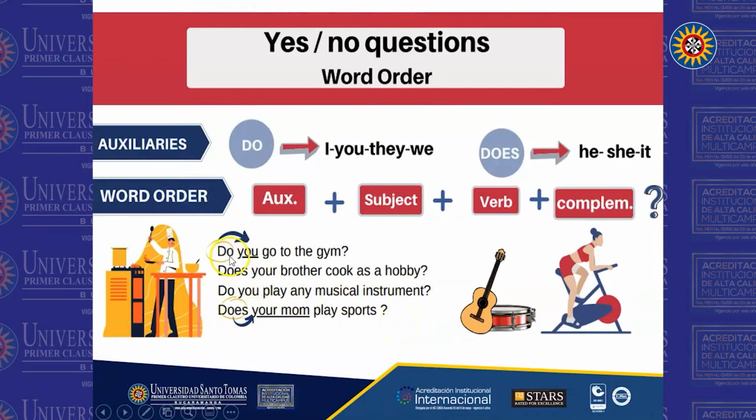Right? Remember that the answer is yes, I do in the first one, or no, I don't. Does your brother cook as a hobby? Yes, he does, or no, he doesn't. Do you play any musical instrument? Yes, I do, or no, I don't. Does your mom play sports? Yes, she, because it's my mom, is a woman. Yes, she does, or no, she doesn't.